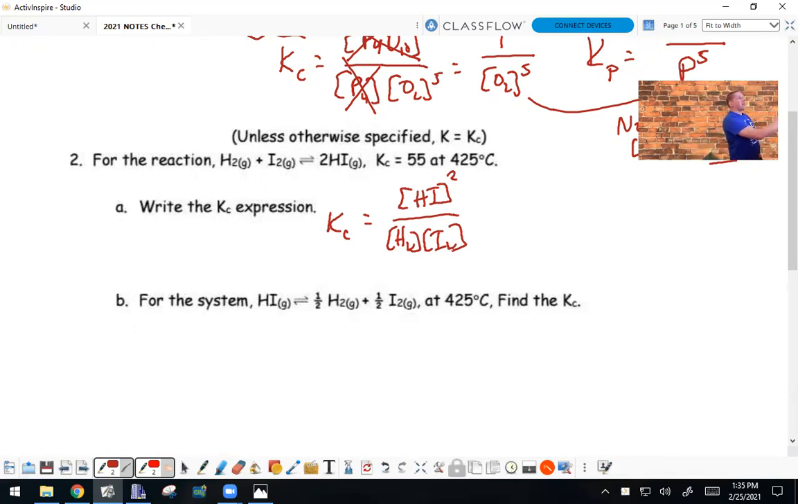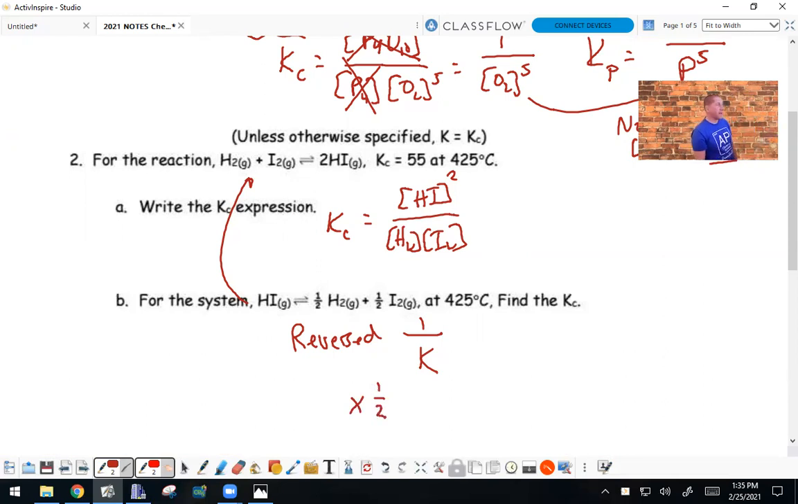For the system, HI is in equilibrium with 1/2 H2 and 1/2 I2. So notice it's this same equation, but they have reversed it. Remember, when you reverse it, it's 1 over. And they also divided by 2, or I like to do it as multiplied by. So they multiplied by 1/2.